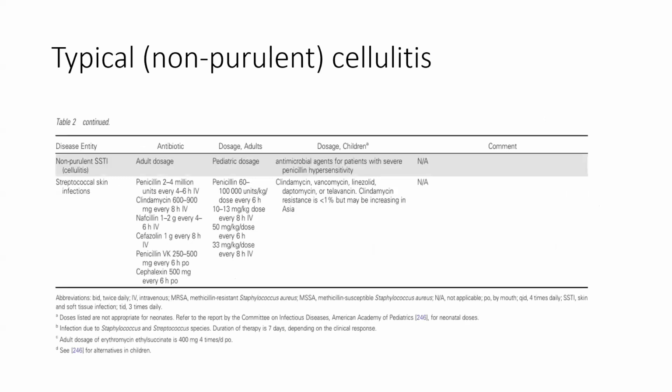Now, the treatment for non-purulent cellulitis. For non-purulent cellulitis, the treatment is penicillin 2 to 4 million units every 4 to 6 hours. We can also use clindamycin in a dose of 600 to 900 mg every 8 hours, or nafcillin 1 to 2 grams every 4 to 6 hours, cefazolin 1 gram every 8 hours, penicillin 250 to 500 mg every 6 hours, and cefalexin 500 mg every 6 hours.